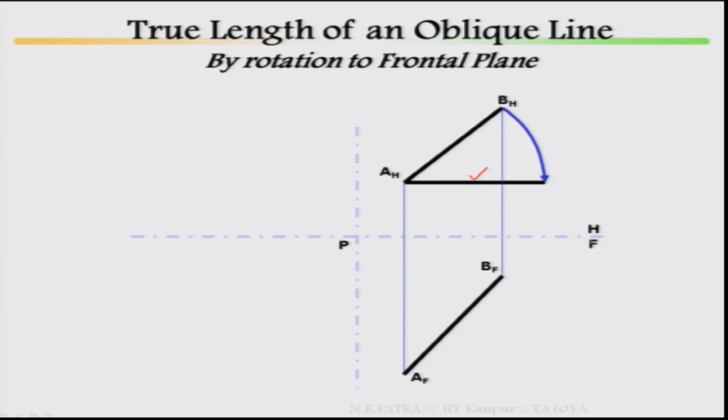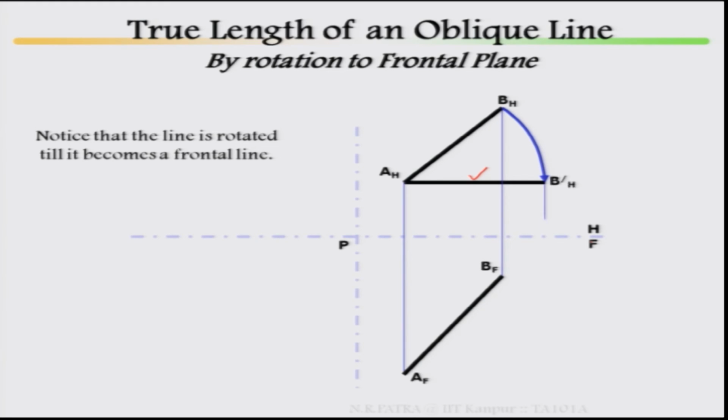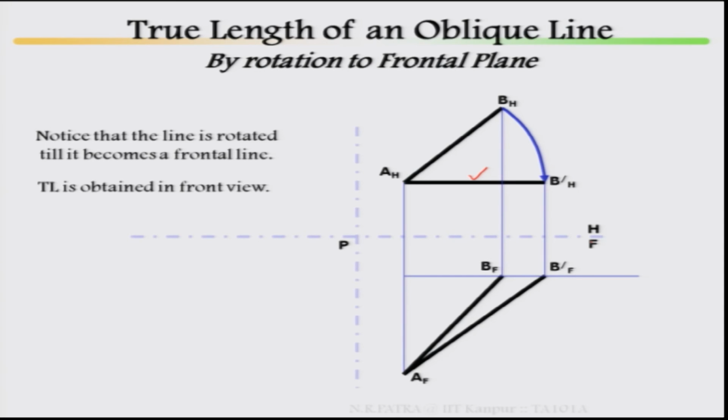Then you project it back to your opposite view. The line is rotated till it becomes a frontal line, that is true. Then you project it back to your other view, and this line has been joined. So, this is the true length you are getting in the front view.